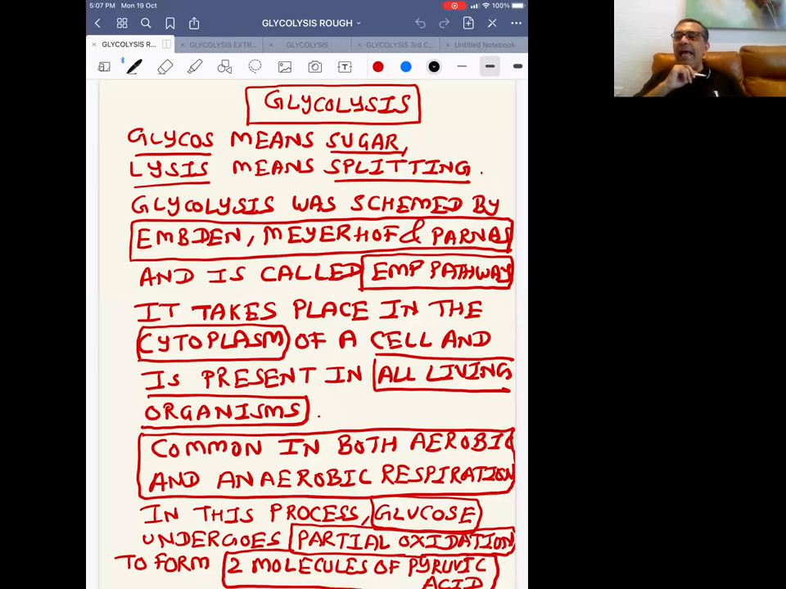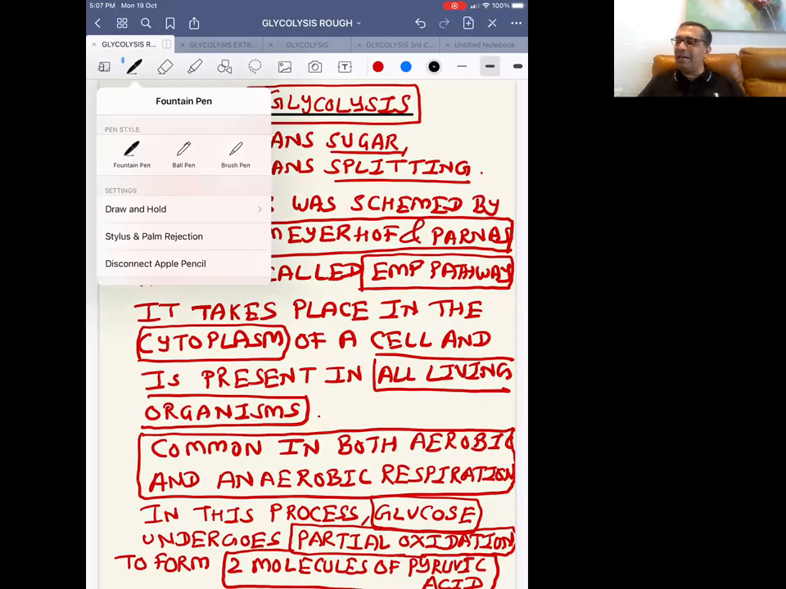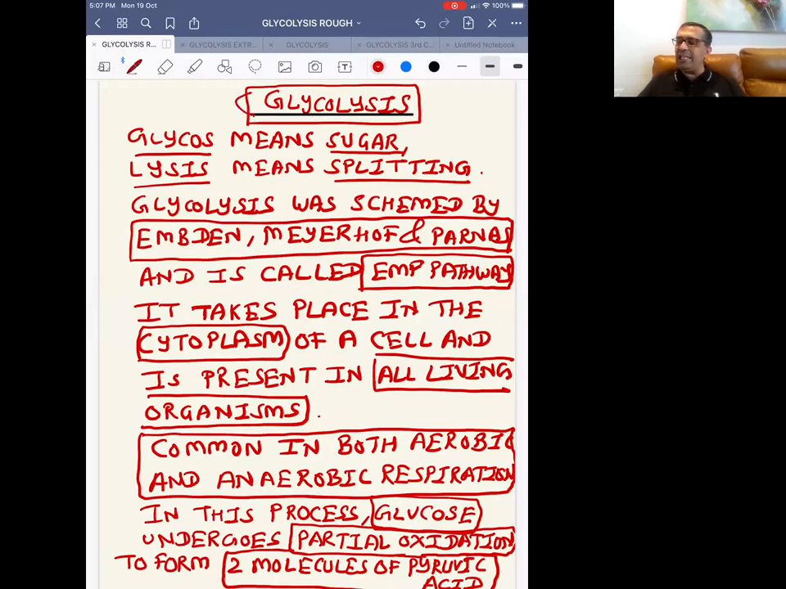The second step is something called acetylation. And the third step is called Krebs cycle. So sugar breaks down in 3 steps. First is called glycolysis. Glycolysis is the first step, and glycolysis takes place in the cytoplasm of a cell.